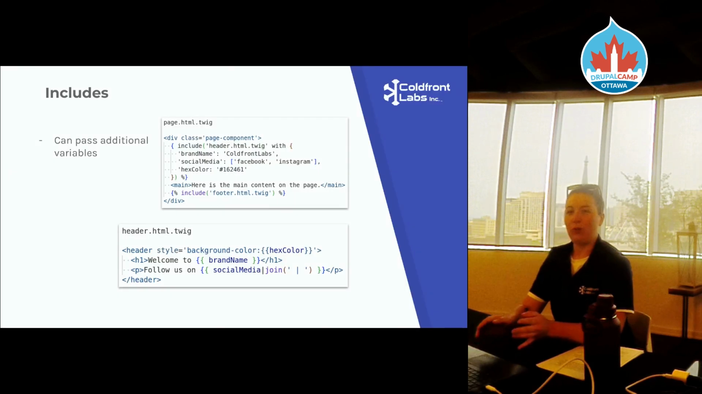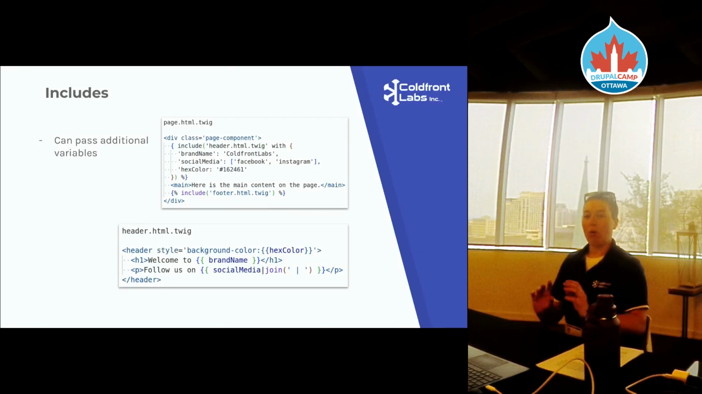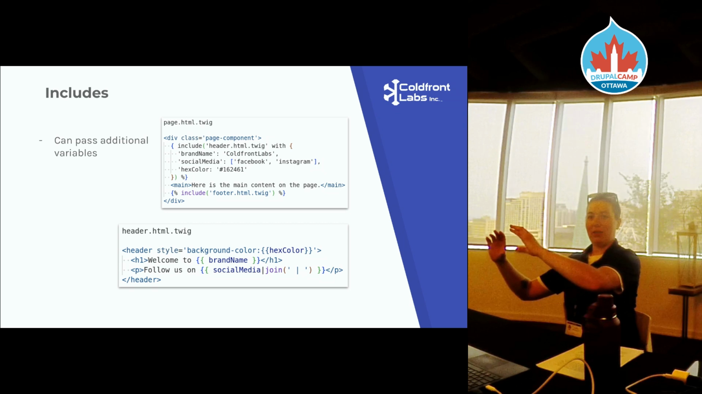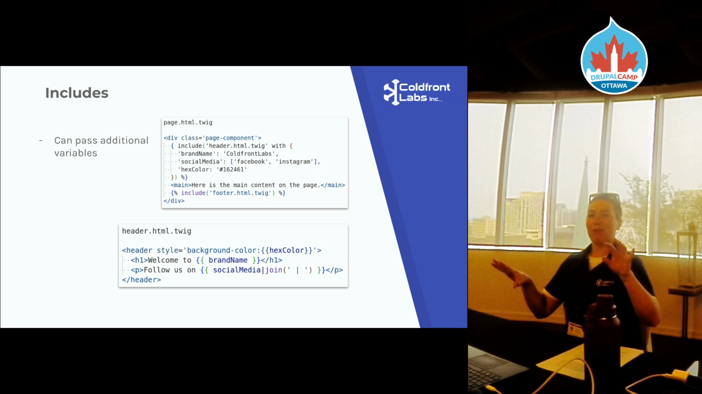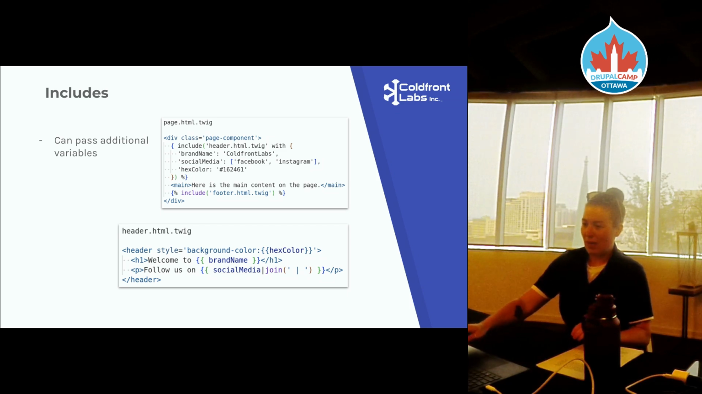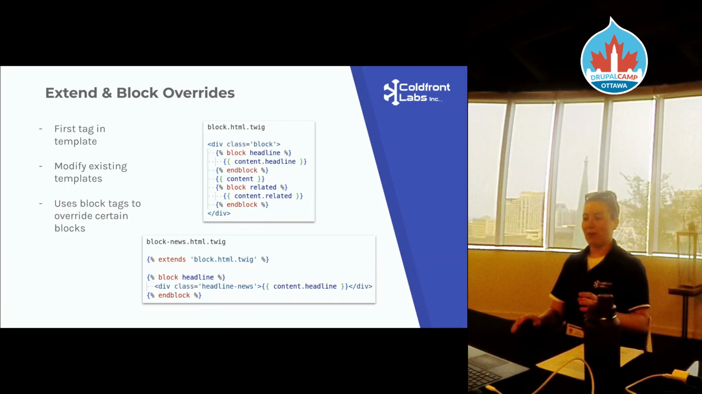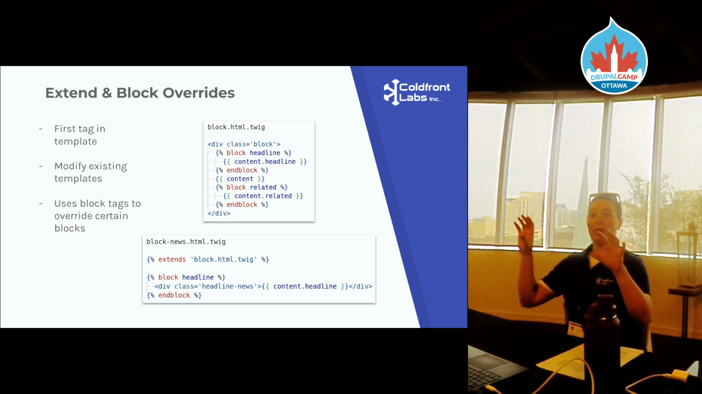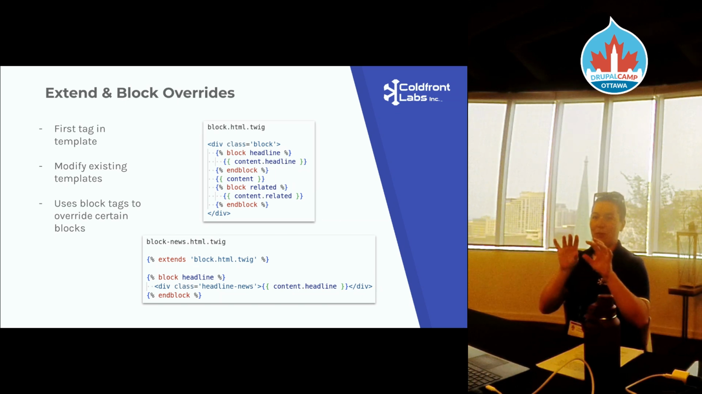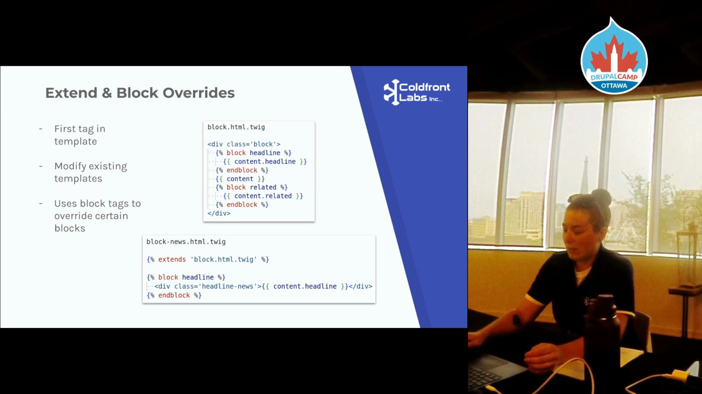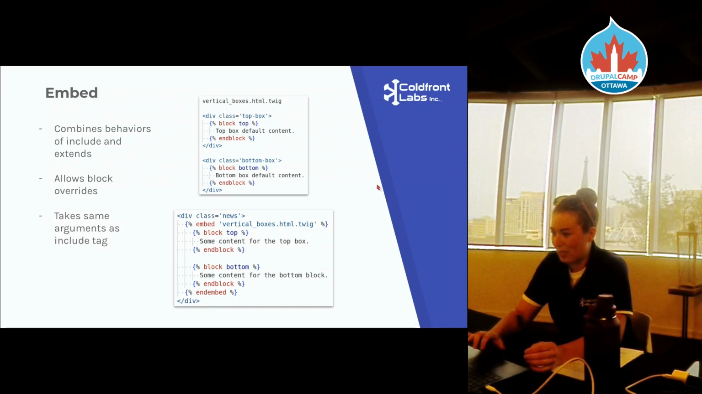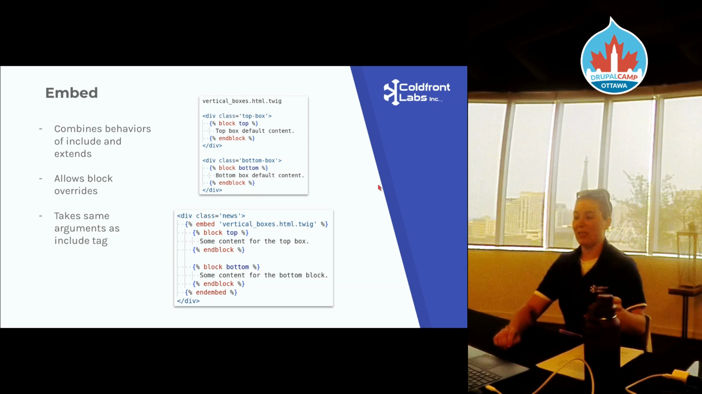So include is what you're going to use if all you're doing is taking the file and putting it in. There's no blocks in that file. There's nothing to override. So that's a pretty common one to use. And then extend is whenever you want to include another template, but there's also a block in that template that you want to override. So then you're able to extend it, which you're including it, and then you can override that. What embed does is basically allows you to place this into a div.